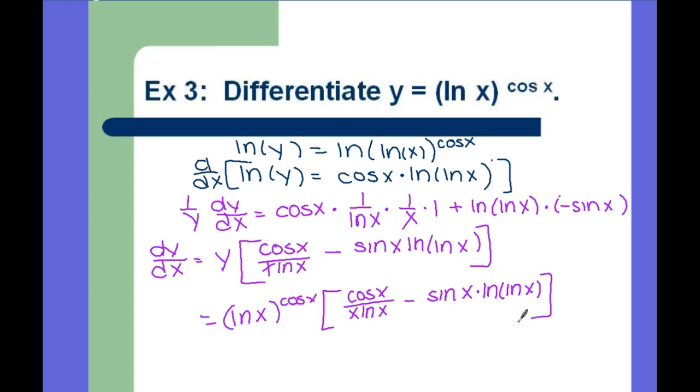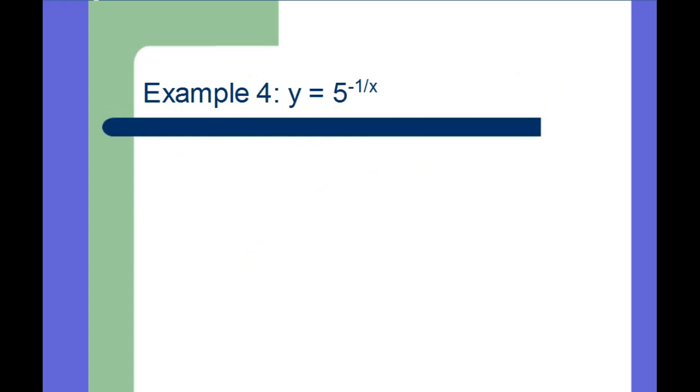Example 4. We have y equals 5 to the negative 1 over x. What type of problem is this? I don't like brackets. The exponential. Yeah, this is an a to the u, because it's like a function, not just x. So the rule for a to the u is rewrite the function, times it by the derivative of the exponent. So derivative of negative 1 over x is x to the negative second, or 1 over x squared.